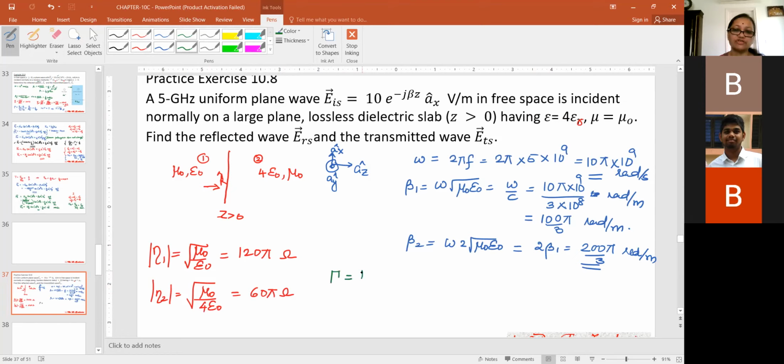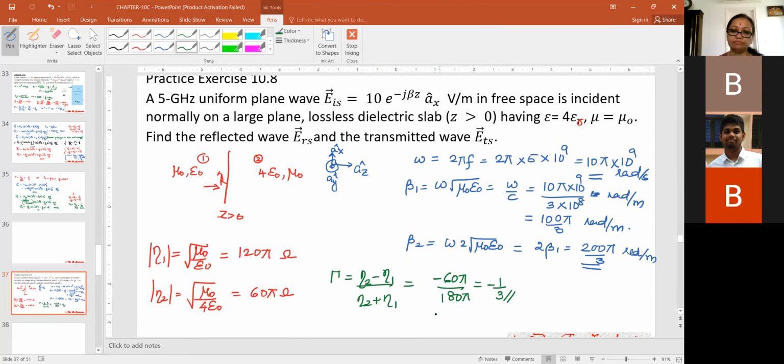Find the reflection coefficient: eta 2 minus eta 1 divided by eta 2 plus eta 1. How much is that? Minus 60 pi divided by 180 pi. So it is minus 1 by 3. Look at this, the reflection coefficient is minus 1 by 3.